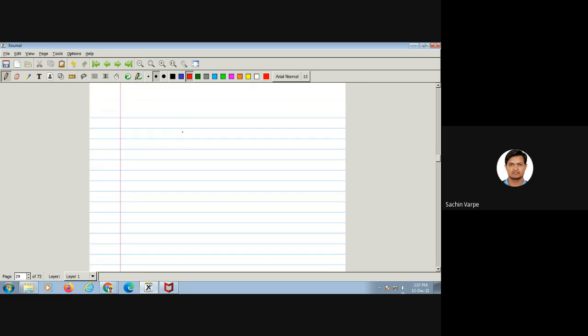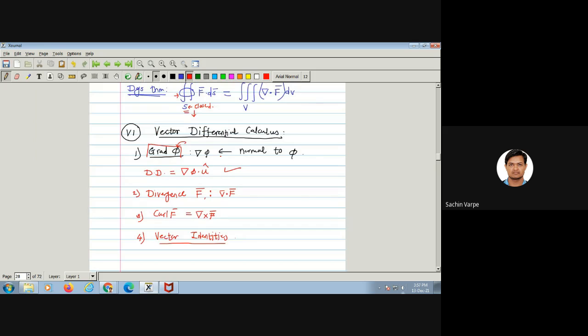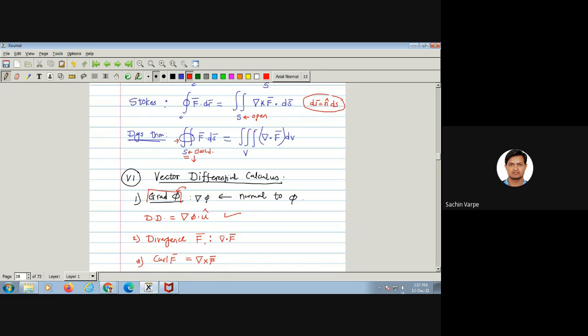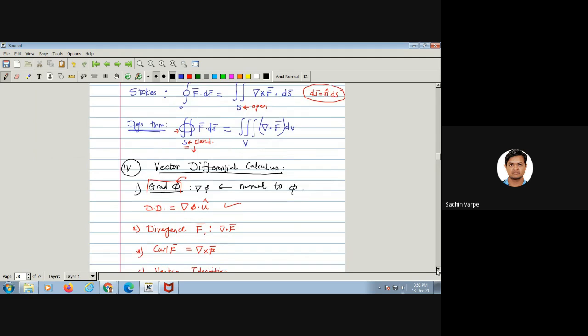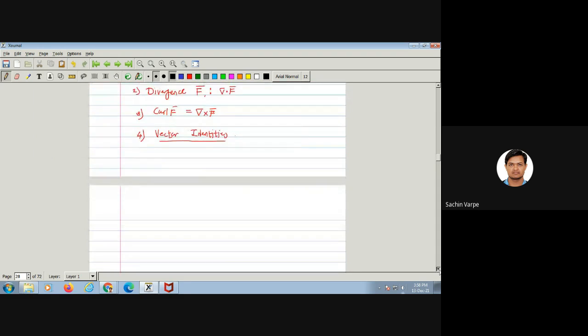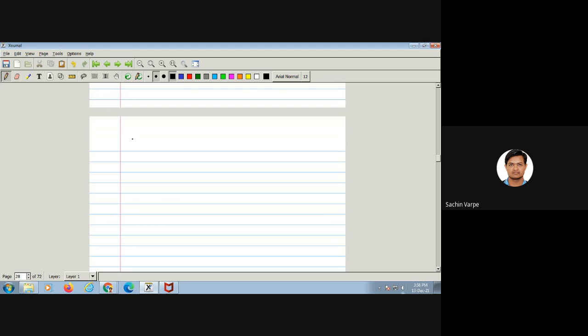Then as far as that unit number, sorry, this is 4, no? Unit number 4. Then unit number 3. Unit number 3 is numerical methods.